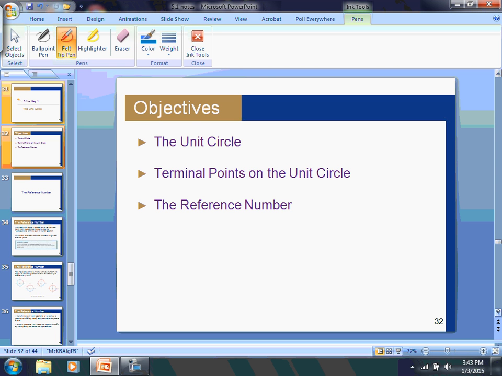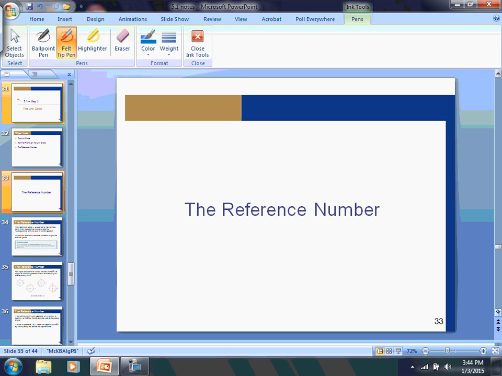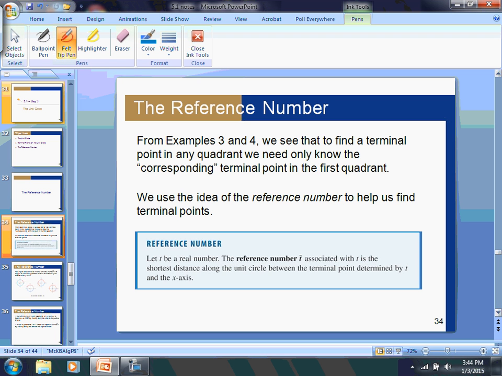And today we're going to talk a little bit more about terminal points, but we're also going to focus on reference numbers or reference angles. When we're dealing with finding terminal points, we have to know the corresponding terminal point in the first quadrant. So a tool that can be very helpful to us to do that is to find the reference number so that we can find the appropriate terminal point.